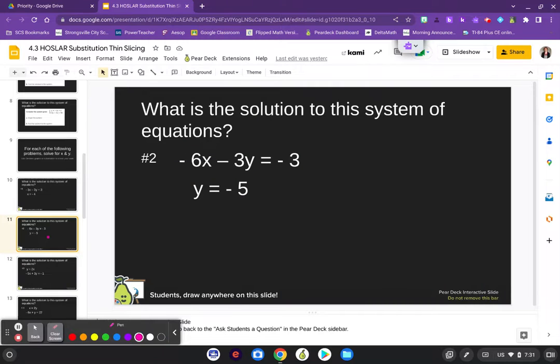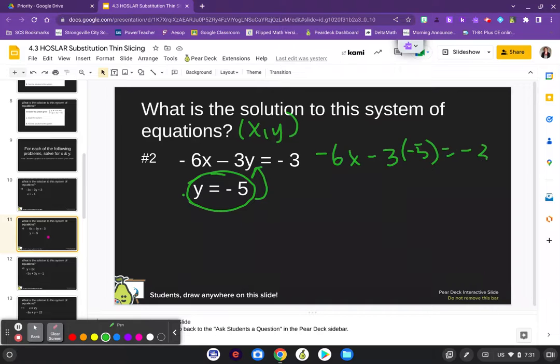This time I have my y value. So again, my solution, I'm trying to find what (x, y) would be. I have my y value, and so since y equals -5, I'm going to replace or substitute the y in the other equation with -5. I get 6x minus 3 times -5 equals -3. And now I'm just going through and using my equation solving skills.